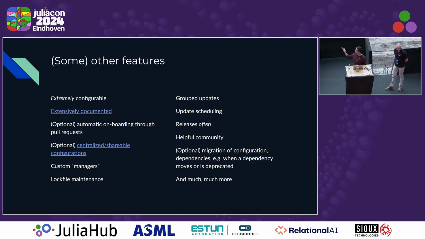And some more features of Renovate. For starters, Renovate is extremely configurable, and by that I mean extremely. You can configure it down to as granular a level as you can, from when you schedule the updates to what kind of packages get updates and what kind of packages you don't want updates for. It works very well in monorepo settings, which is something that CompatHelper doesn't really cover very well.